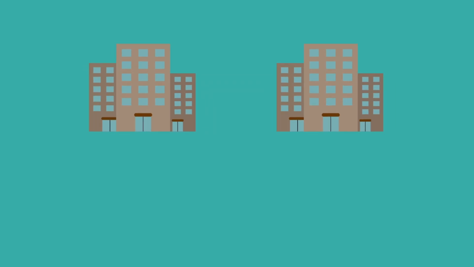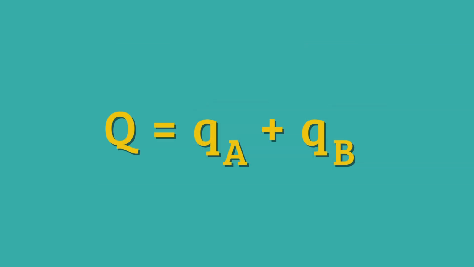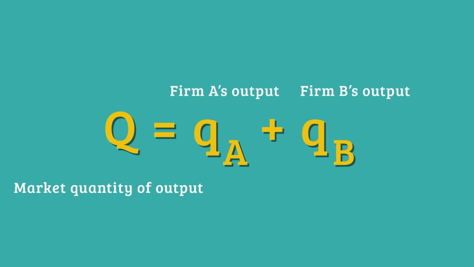Let's take a look at the simple Cournot model. Imagine that there are only two firms in the market, and they are producing identical products. The market output is made up of the outputs of these two firms. Mathematically, it can be expressed as Q = QA + QB, where Q is the market quantity of output, and QA and QB represent the individual firms' outputs respectively.